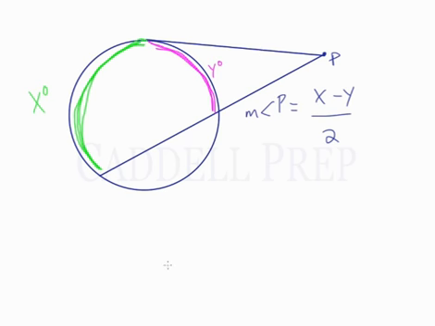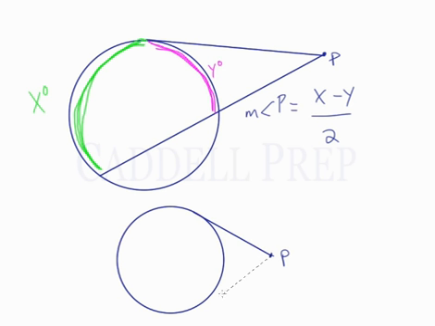And the last variation, we have a circle. Again, we have a point P, and here we have two tangent lines. So now the large arc starts here. It's going to go all the way around to this point. So this is a large arc.